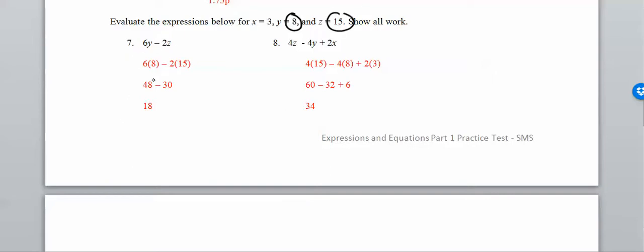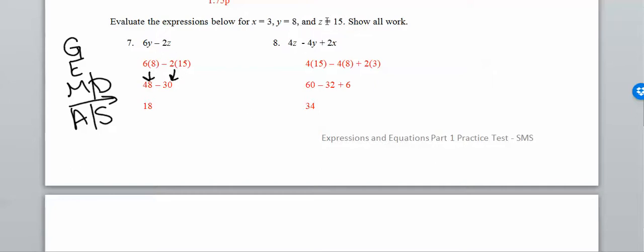So we're going to substitute, and we get 6 times 8 is 48, 2 times 15 is 30, and then we subtract because GEMDAS tells us to do the multiplication and division first, and then the addition and subtraction. And remember, we always go from the left to the right. That's why we multiply this one first, and then this one second, and then we subtract.